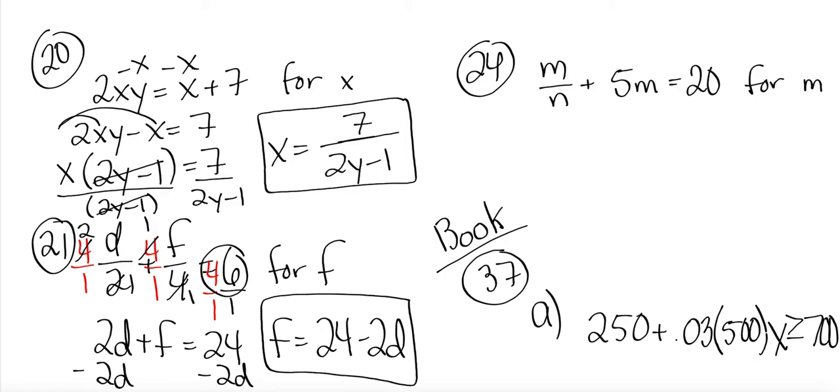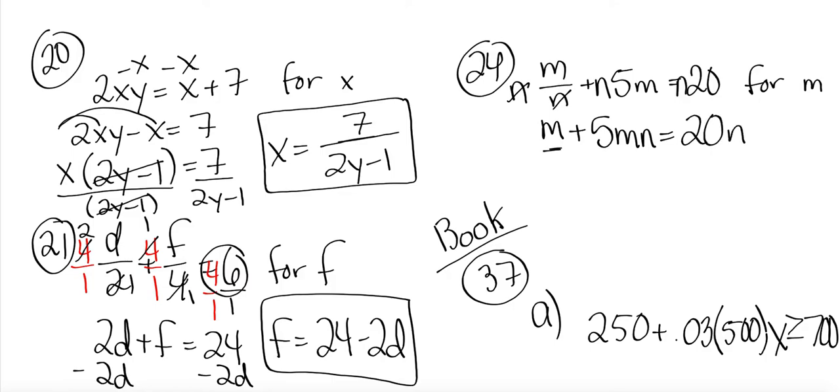Number 24, we want to kind of use a similar approach as both 21 and 20. Okay, we're solving for m. We have an m in this term and an m in this term, so we know that there's going to be factoring somewhere, but we have to get the n out of the denominator. So we want to take everything times n, or n over 1. Okay, because that'll cancel that and get it out of the bottom. And then we'll have m plus 5mn is equal to 20n.